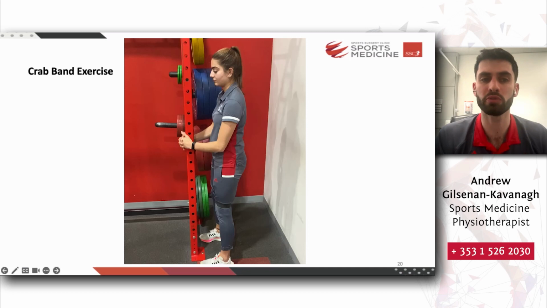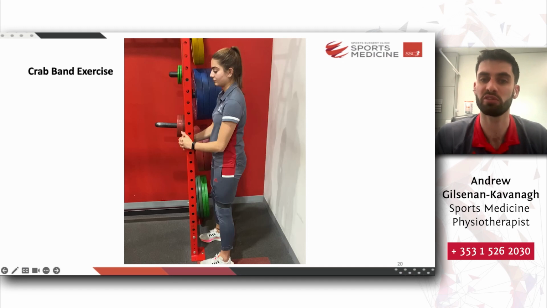And finally, we're going to move on to our crab band exercise. So the previous 3 exercises, we focused on the quad muscle along the front of the leg. Again, after knee injuries, our quad muscle is the most affected muscle. So inevitably, we're going to be decreasing our strength in this muscle. So it's vitally important that we work hard to build that strength up to the same strength as the other side.